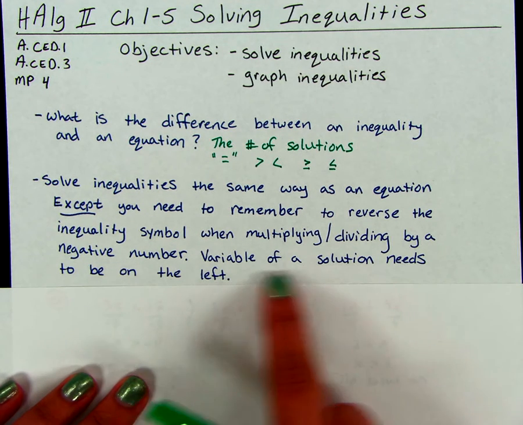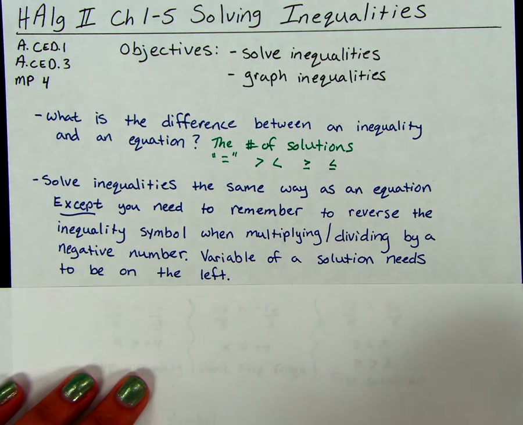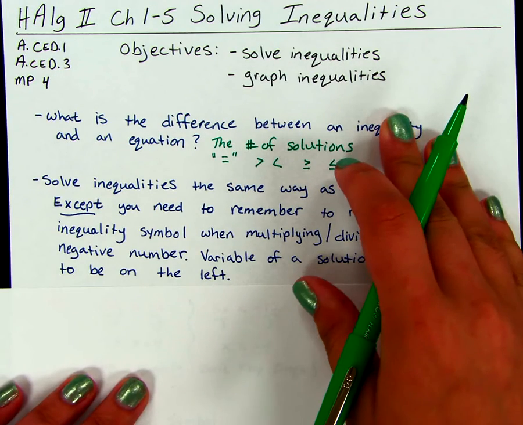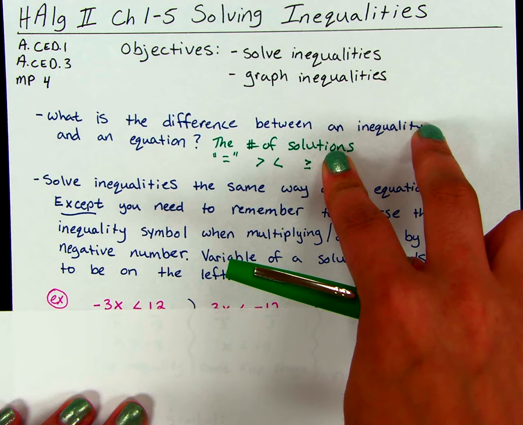And the variable in our solution does have to be on the left. Typically that's the way we write it with equations, but with inequalities it has to be on the left side. Let's talk about what this means, though. Here are some examples.